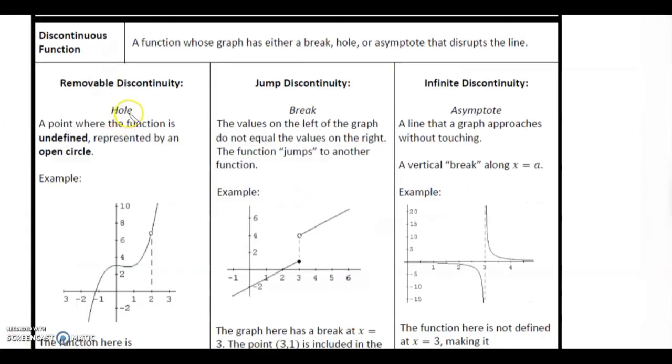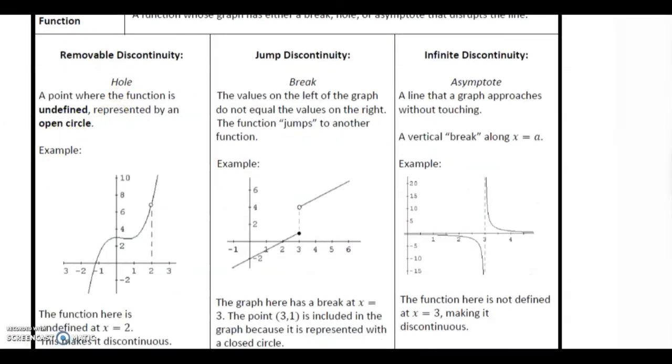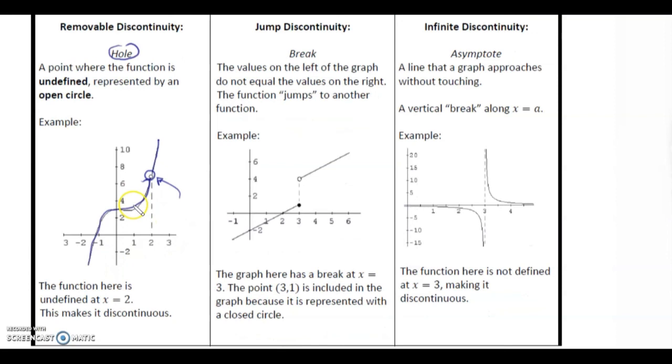Okay, so there is something called a removable discontinuity. In other words, it's called a hole. This is a point where the function is undefined, and it's represented by an open circle. So we could have continuous, continuous, continuous, oh, there's a discontinuity. There's a hole. Then it continues. Despite it being continuous everywhere else, as soon as there's a hole, it's discontinuous, because the function here is not defined at x equals 2. That makes it discontinuous.